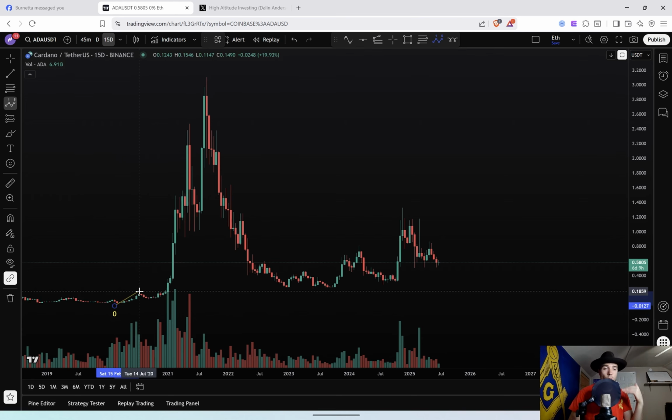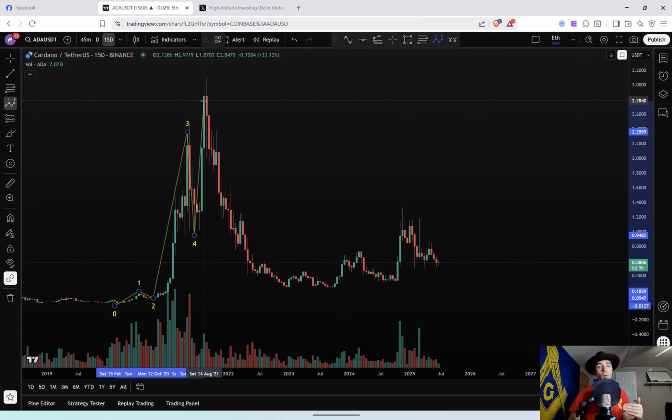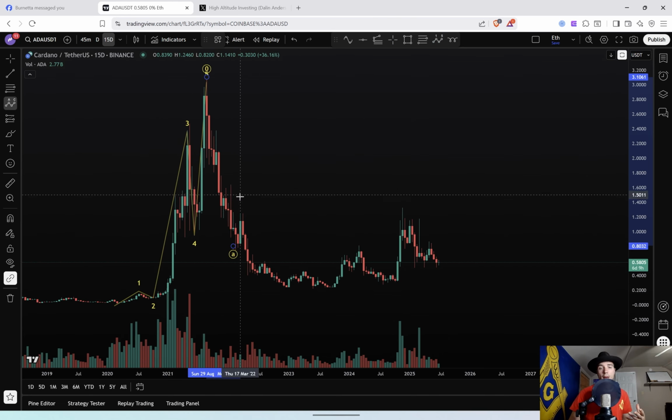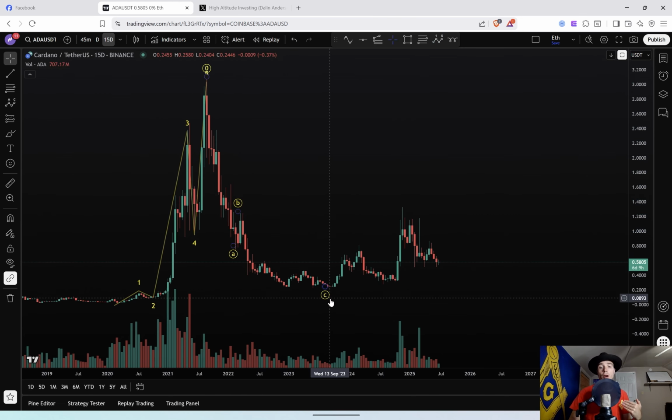You can see we have wave 1, 2, 3, 4, and 5, followed by our ABC correction, A, B, and C, and now we're starting to recover after that market cycle is completing, and we're starting to see the early signs of a new cycle for this coin.